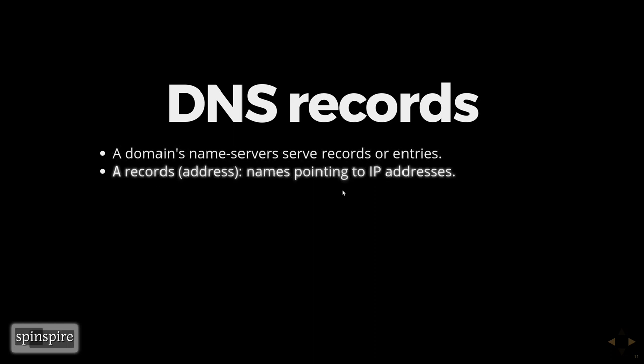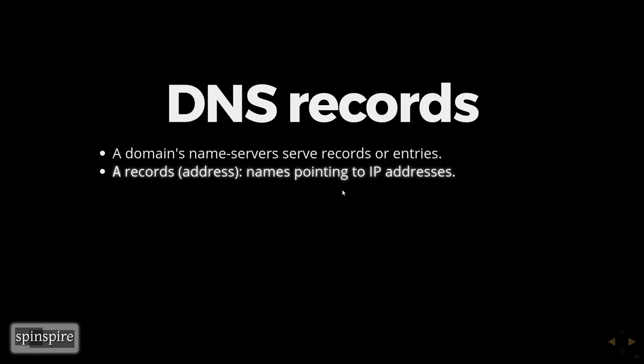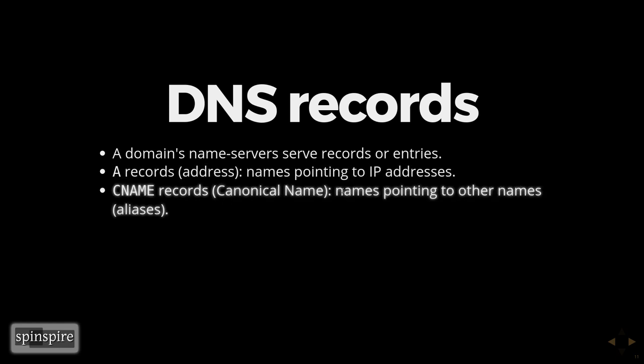Now, our DNS system uses DNS records. So what are DNS records? The name servers have records or entries, and the records are names pointing to IP addresses. That's the most common case. But then, of course, there are other versions of it, some variations. So CNAME records, or canonical names, are names pointing to names. But A records are names pointing to IP addresses. So A records are a special type of record. CNAME records are another type of record.